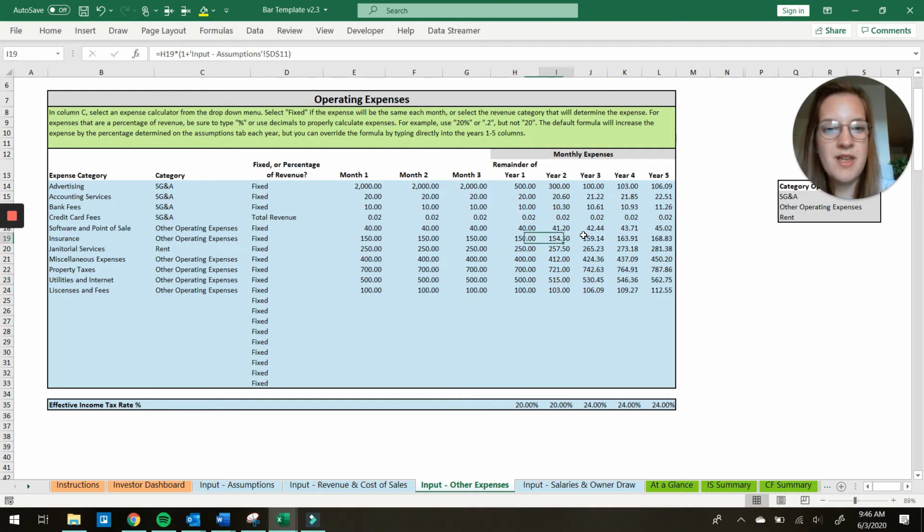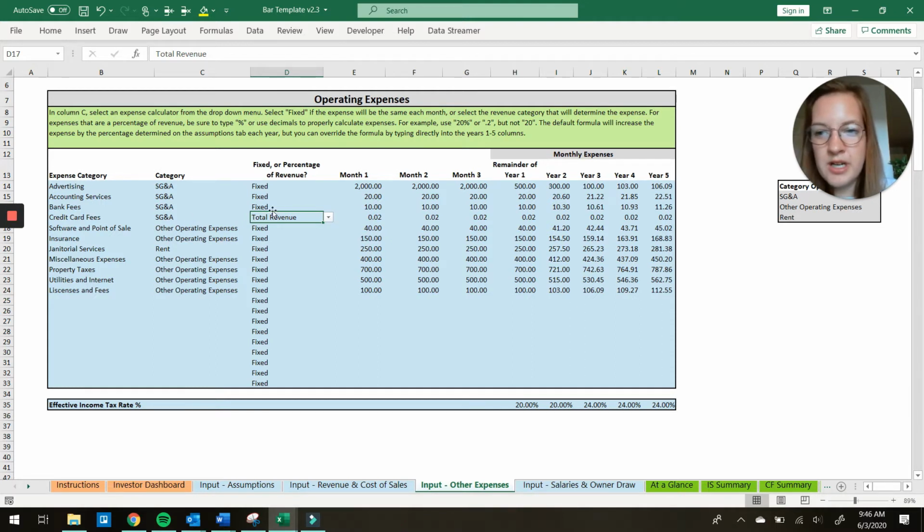They'll go in this column, and then the monthly amounts for years 2 through 5, and it's just going to use the same amount for every month. That way you don't have to plug in the individual expenses for all 60 months of the model. It's making it a little easier for you. You only have to plug in however many columns this is here. So that's the fixed amount. Another way you can calculate expenses is as a percentage of revenue.